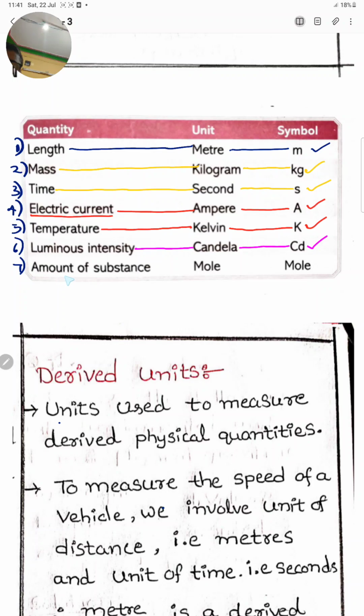Next, what is the unit of amount of substance here? Mole is the unit of amount of substance. Again, the symbol is also the same. You have to write mole only.